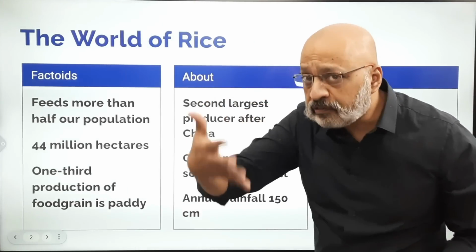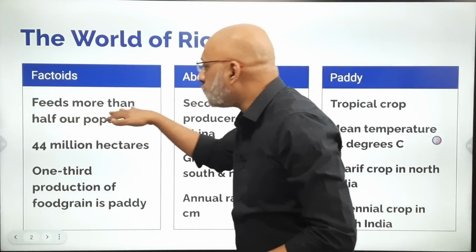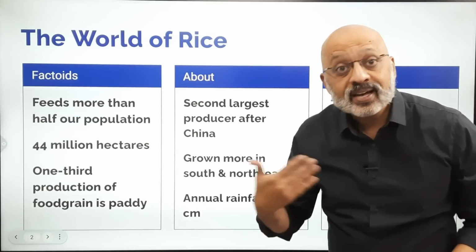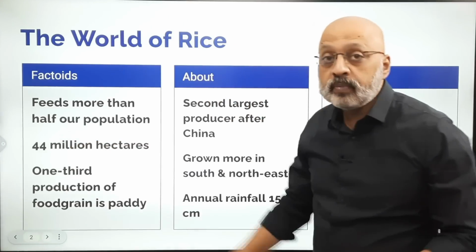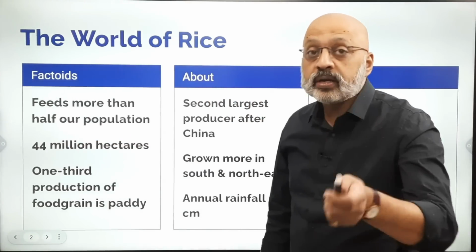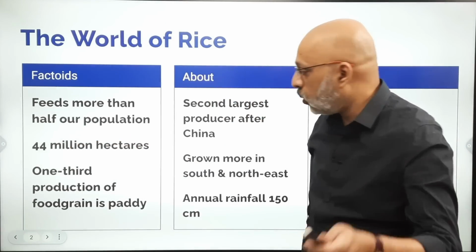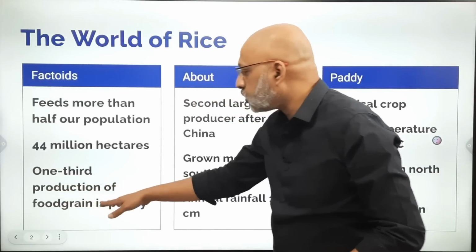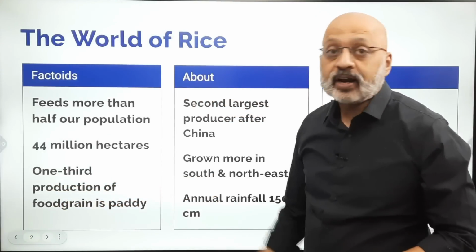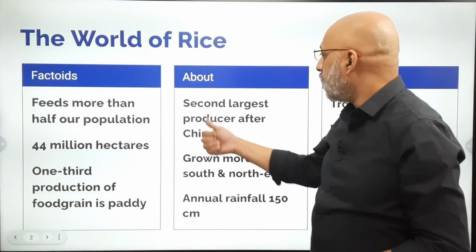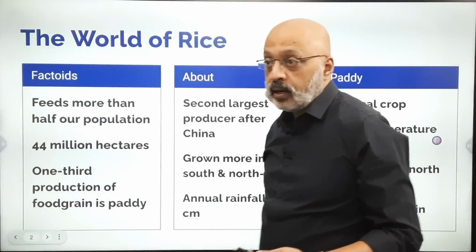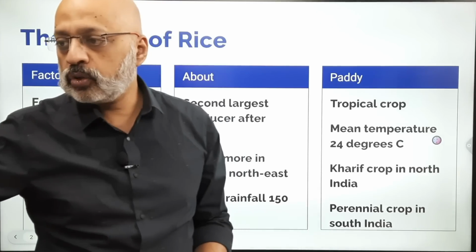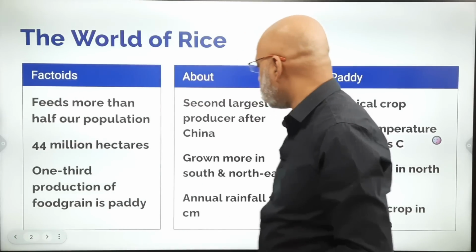So what are the different facts that you need to know? It feeds more than half our population, which is the rice eating population. It is grown on 44 million hectares. This is the latest 2020 statistic. One third of the production of food grain in India is that of paddy. India is the second largest producer of rice after China. So that is another important statistic that you need to know.